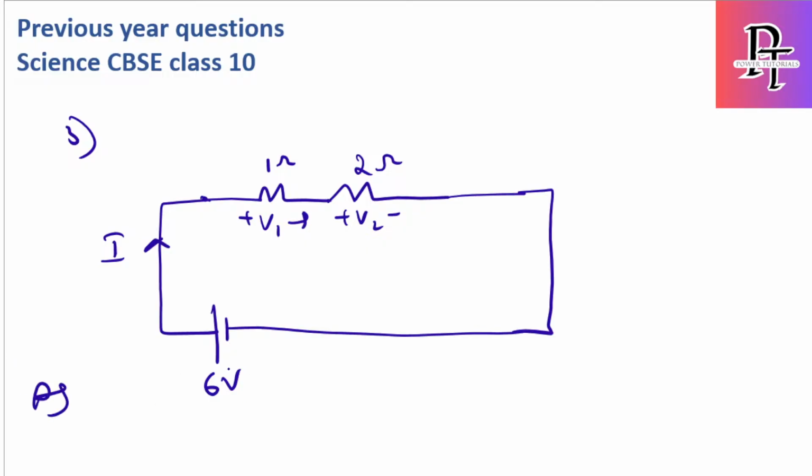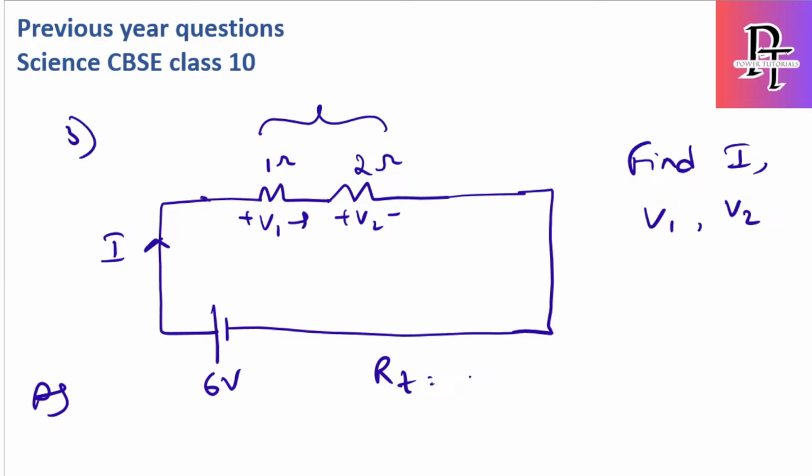So this is a 6 volt source, this is the current flowing through it, and I want to find the current and V1 and V2. V1 is the voltage across the first 1 ohm resistance, and V2 is the voltage across the 2 ohm resistor. To find the current, first I need to get the effective resistance. These two are in series, so again it is simple. R total, or R of the circuit, is equal to 1 plus 2, which is 3 ohms. Now I have the R value and I also have the V value. So what is Ohm's law? Can you write the Ohm's law formula in the chat section?